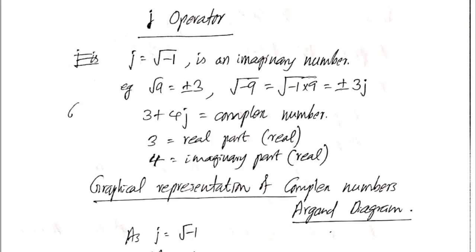The j operator is mathematically the square root of minus 1. It is an imaginary number. It is called j. j is equal to the square root of minus 1.